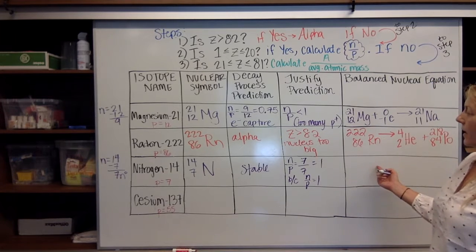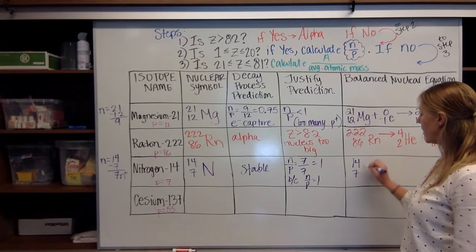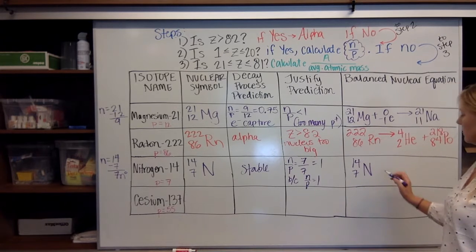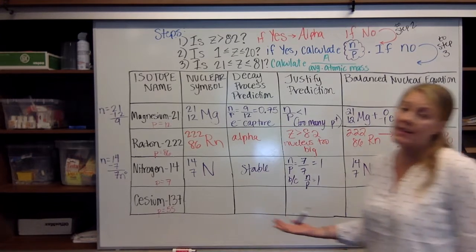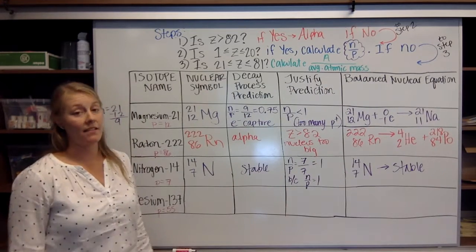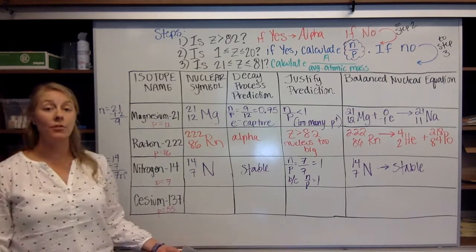All right. If we write the decay process, what are we going to write? 14, 7, and that's what we're starting with. This is stable. No decay. It's not going to decay because it's stable the way it is. Remember that isotopes will decay until they become stable. If it's already stable, it has no need to decay.